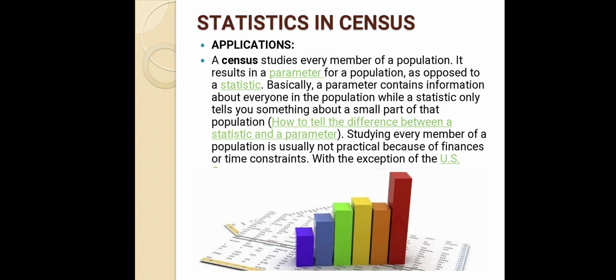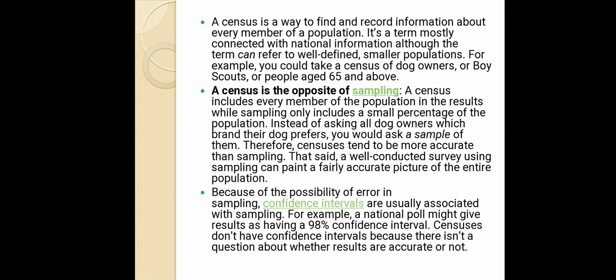This is the Tehran census, taken in 1869. Statistics in census. These are the applications of statistics in census. They use the parameters for a population as opposed to statistics, and census is the opposite of sampling. A census includes every member of the population in the result, and the confidence intervals are usually associated with the sampling. For example, a national poll might give results as having a 98% confidence interval.